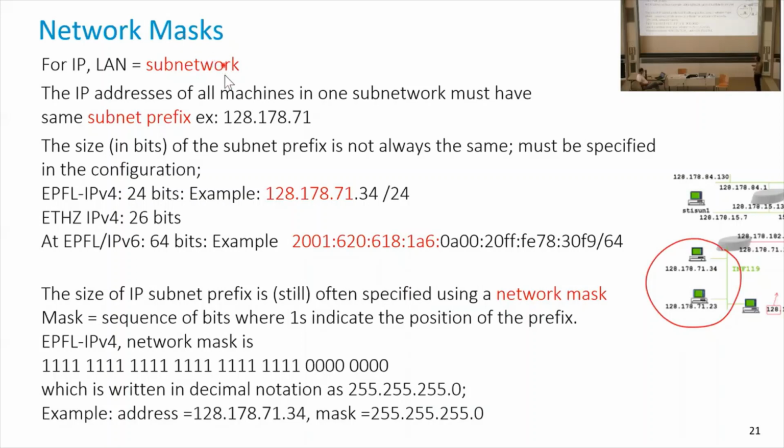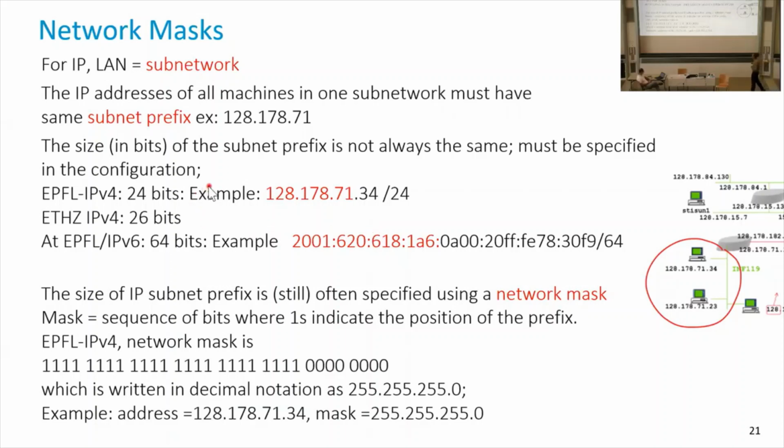In order to know the subnet, we need to configure the number of bits, because this is not a standard. For example, at EPFL, for IPv4, the subnet prefix is 24 bits. The IPv4 address is 32 bits, 4 words of 8 bits each. So the prefix at EPFL is the first 3 words here. So, for example, 128.178.71, I know that this is the prefix here. And you can observe here that all addresses on these diagrams that are on the same LAN here, they coincide. Their third word here is the same here. So the prefix is made of 24 bits.